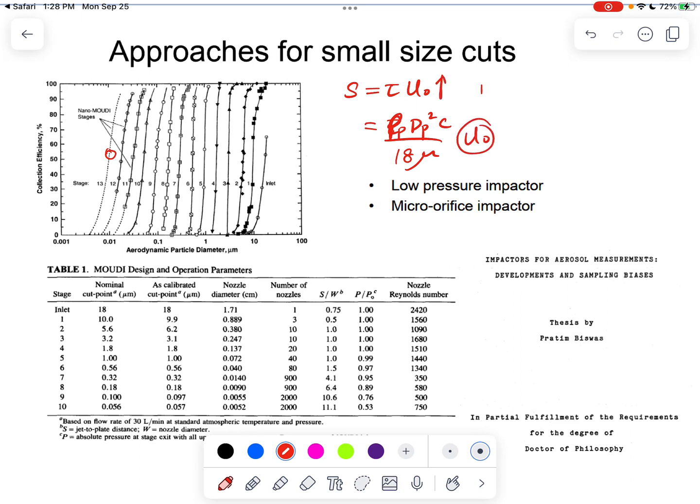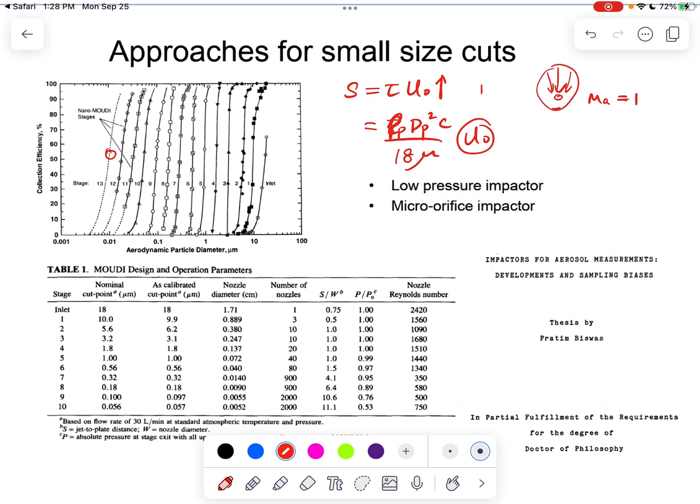So the only thing we can do is increase the velocity of the particles. But there's a limit on how much velocity we can provide. That is limited by how much flow we can send through the jet. The maximum flow we can send through the jet is the choked flow, at a Mach number of 1. It's just the speed of sound.